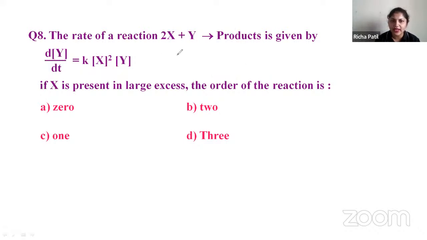The rate of the reaction 2x plus y giving products is given by dy by dt equal to k into x square by y. Okay, that is the concentration of y. If x is present in large excess, the order of the reaction is what? Yes, it is C. It is 1. See, the order with respect to x is 0 because it is present in large excess. So the order will be 1.